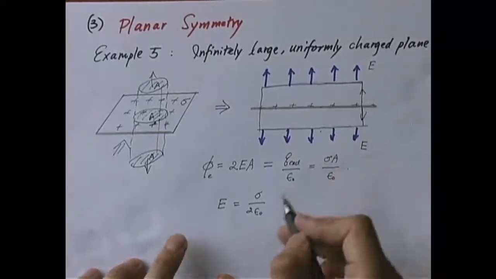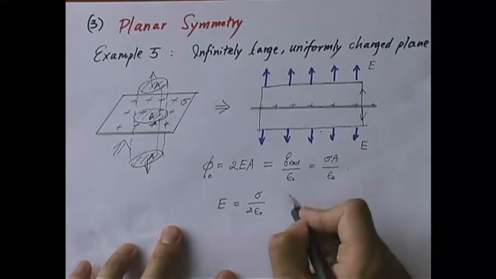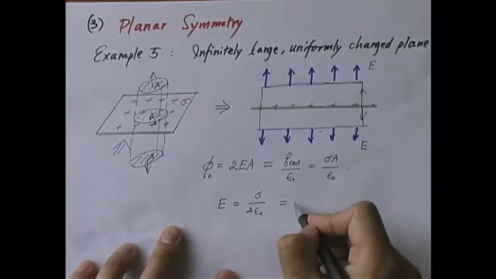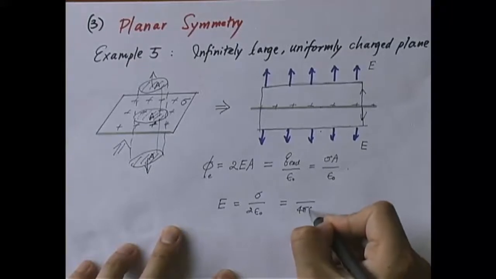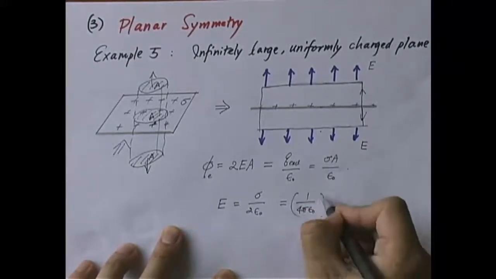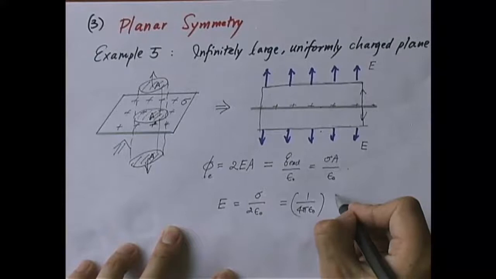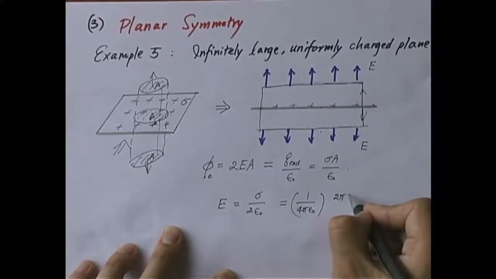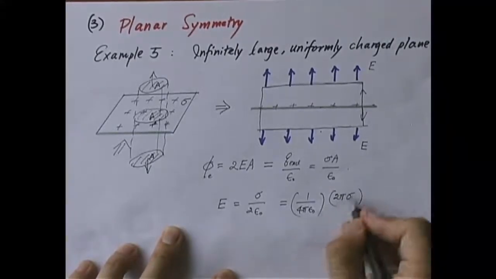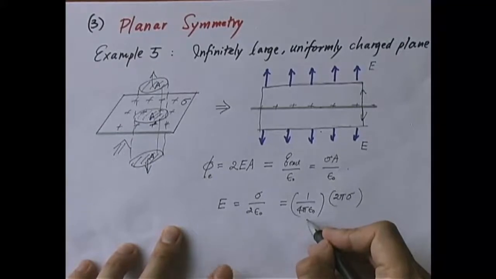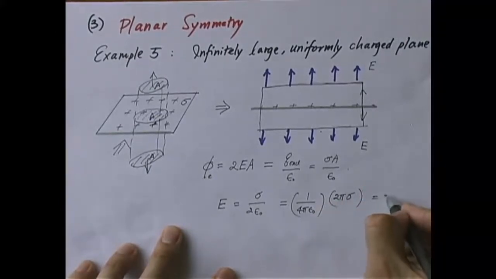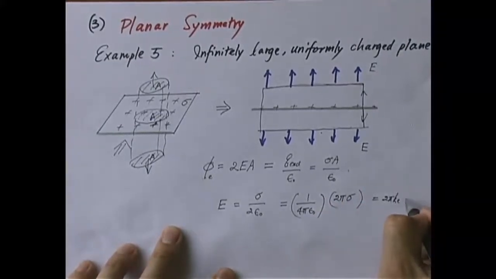This in fact is a familiar result that we obtained before. If you rewrite this as 1 over 4 pi epsilon naught, which is k, of course, and then you have a 2 pi, sigma. But that's the same thing. That's just k. So that is 2 pi k sigma.